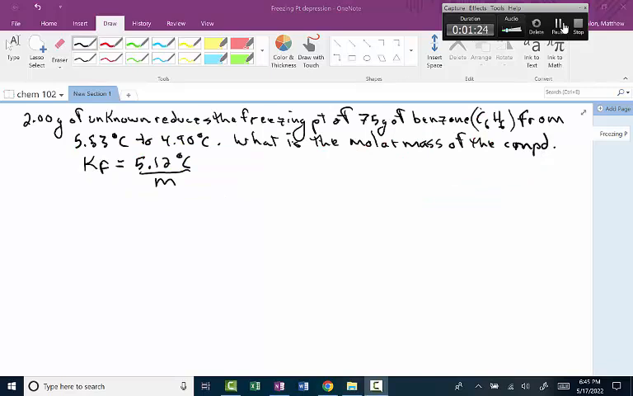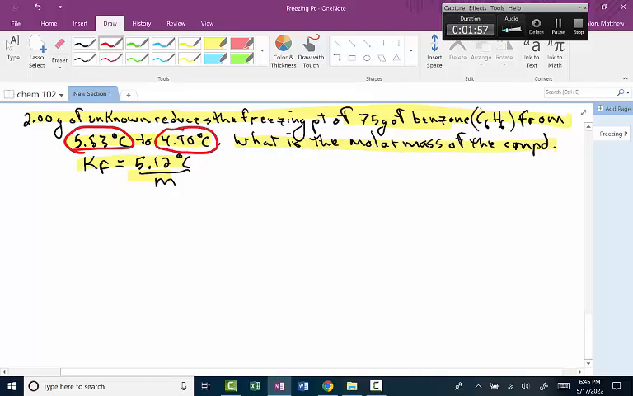So here's our problem, and these are a little bit difficult. You're going to have to do some thinking on these. I chose two problems that were difficult, figured you could get the easier ones. So we're going to take 2 grams of unknown, and it reduces the freezing point of 75 grams of benzene. That implies they threw 2 grams of solute into 75 grams of benzene. And it reduces it from 5.53 degrees Celsius, that's the normal freezing point of benzene, to 4.90, the new freezing point. And what is the molar mass of the compound? Kf equals 5.12.